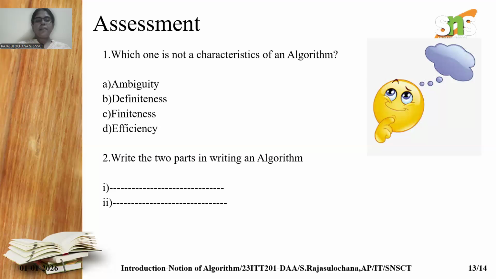Write the two parts in writing an algorithm. What are the two parts we have seen? It should have header section, input, output, and body section. So these are the various parts in writing an algorithm.